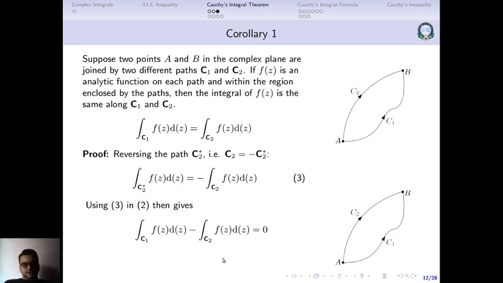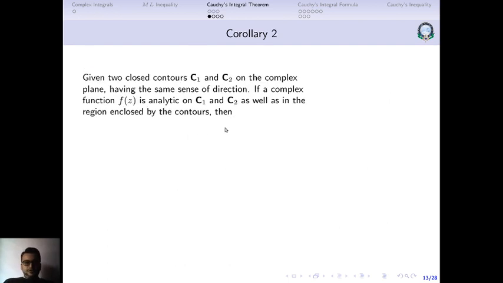Okay, which is equal to 0, and then bring this on this side. So this gives us the required proof for corollary 1. Now coming to corollary 2.